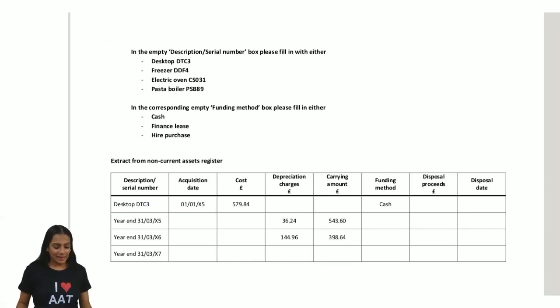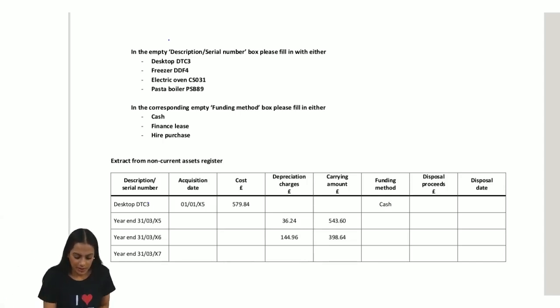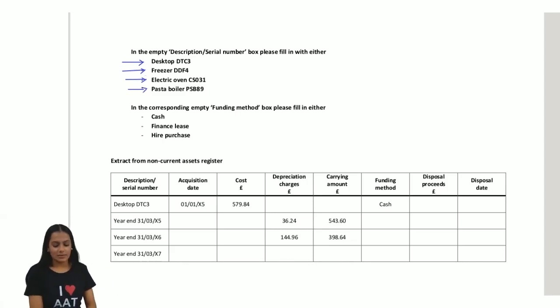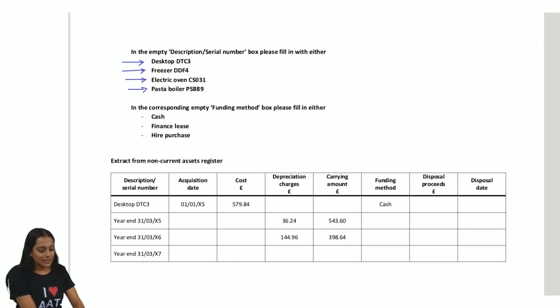instructions. In the empty description or serial number, please fill in with either the desktop DTC3, the freezer DDF4, the electric oven CS031, the pasta boiler PSB89. In the corresponding empty funding method, please fill in either cash, finance lease or hire purchase. Now we have attempted this in the previous session. And now what we're going to do is deal with the disposal of the desktop.